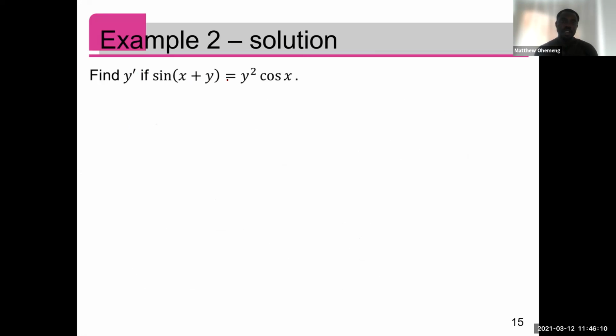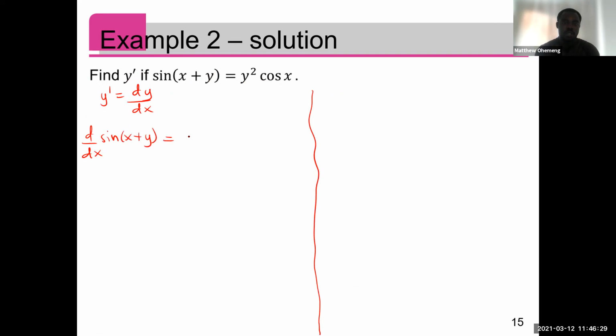So more examples. Let's find y prime if this is given. Let me create some room here. So y prime is what? y prime is dy over dx. So we just do d over dx of both sides. So we do d over dx of sine of (x plus y), and then equal to what? d over dx of y squared cosine of x.